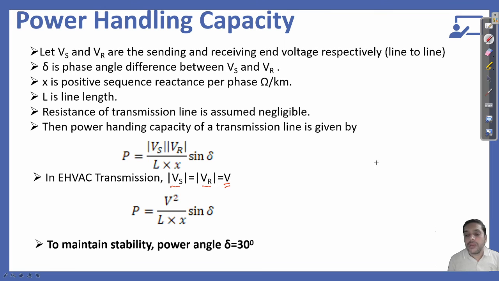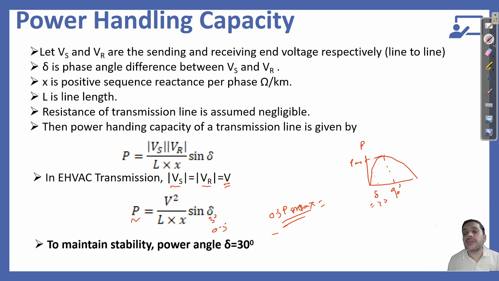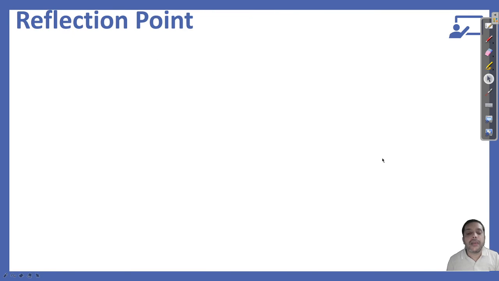But see what we have concluded in the power-delta curve: our power transfer is maximum at delta equal to 90 degrees. But for stability reasons, we keep delta at 30 degrees. Suppose we keep delta equal to 30 degrees. Sine of 30 is 0.5, which means we are actually using 50% capacity of the transmission line. So the power transfer capability is P max, but actually we are using 0.5 of P max, because of the stability reason. In the next year, we will learn the concept of stability.